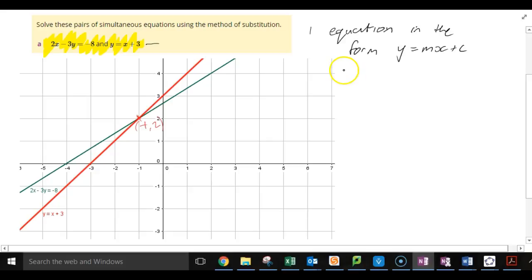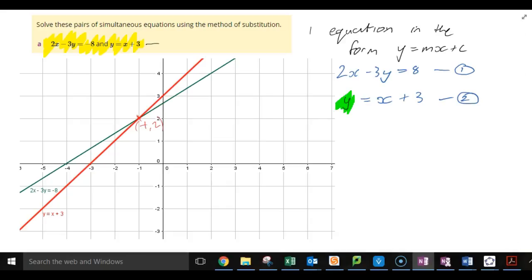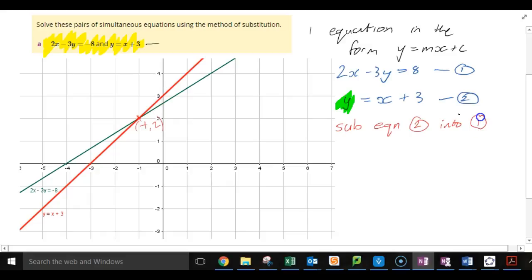So what we do is rewrite our equations. We've got 2x minus 3y equals 8, and we're going to call that equation 1. And y equals x plus 3, and we're going to call that equation 2. Because we've got y on its own, that's useful because we can substitute it into the equation above. Quite often you'll see this written as sub equation 2 into 1, and we do that because equation 2 is in terms of y.